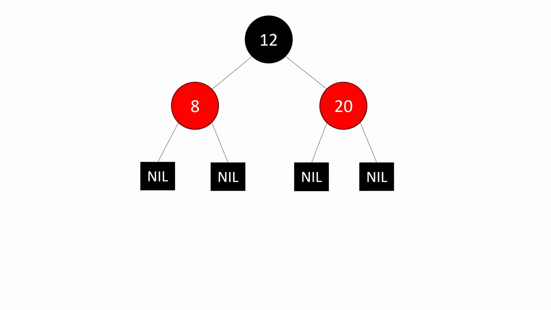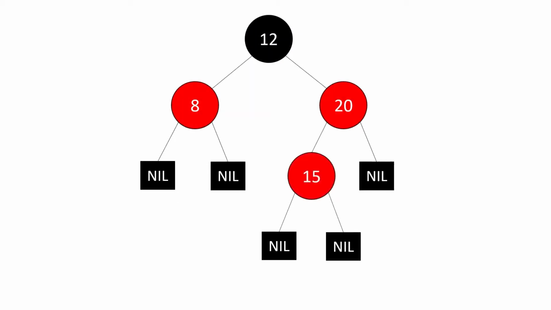Now, let's insert another node. Let's insert 15. 15 is going to be the left child of 20. And again, we have another double red violation. We need to see what the sibling node is. 15 is labeled X, its parent is labeled Y, so 20 is Y. Its sibling is 8, and 8 is a red node. This refers to case number 1.